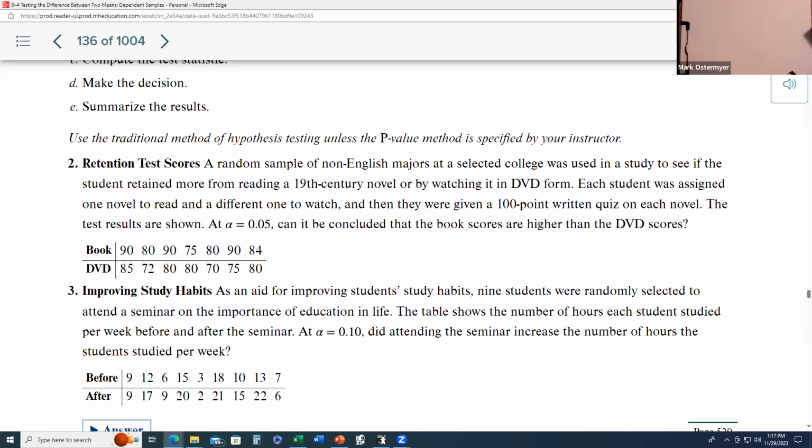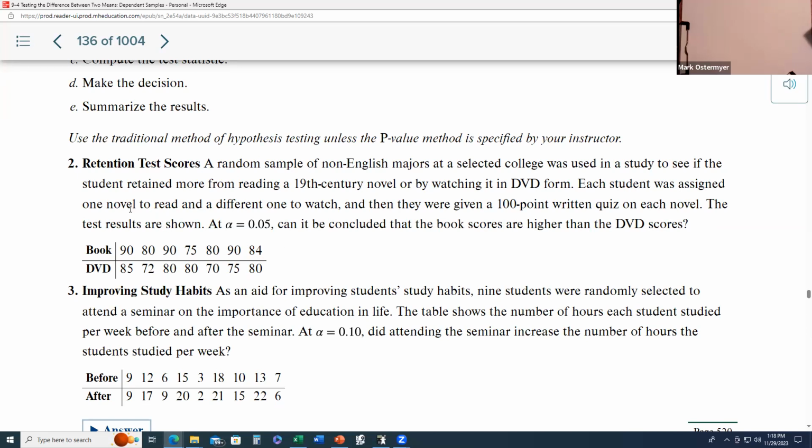A random sample of non-English majors at a selected college was used in a study to see if the student retained more from reading a 19th century novel or by watching it in DVD form. Each student was assigned one novel to read and a different one to watch. And then they were given a 100-point written quiz on each novel. The test results are shown.